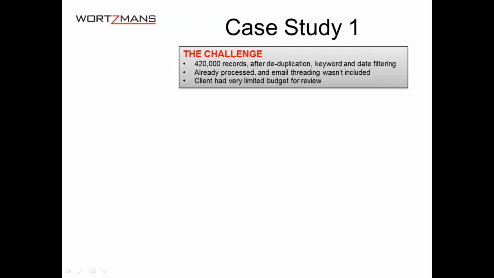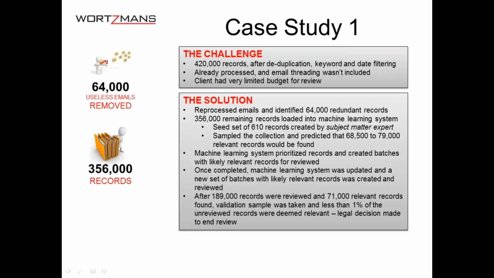So in the first case, we had 420,000 records, and this was post-deduplication. The client had already developed a sophisticated set of keyword searching and date filtering, so they were confident that the collection was culled down as best as it could be using keywords, but there were still 420,000 records remaining for review. Like every other client that we have, they were concerned about the cost of the project going forward and actually having to review 420,000 records. So the first step that we did was relatively easy, and we removed what we called redundant emails.